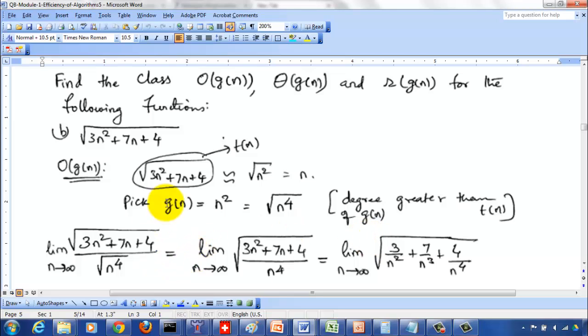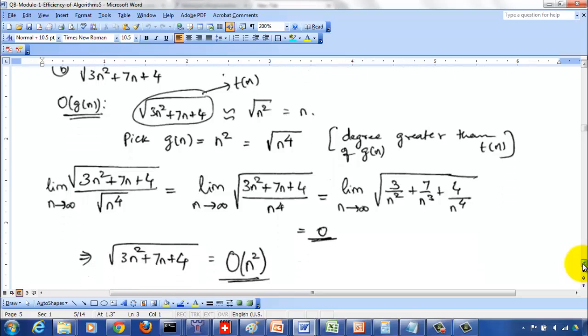So limit n tends to infinity, square root of 3n square plus 7n plus 4 divided by square root of n to the power 4. So this is limit n tends to infinity, square root of (3n square plus 7n plus 4) divided by n to the 4. So this is limit n tends to infinity, 3 over n square plus 7 over n cube plus 4 over n to the power 4. When you apply the limit, this is going to be 3 over infinity, 0, then this is 0, this is 0, so the whole thing is 0. So I can say it is big O of n square.